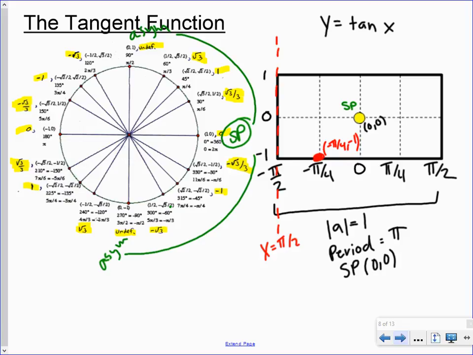Tangent at 0 is 0, so the point (0, 0). So that starting point is a point on our tangent graph. Okay. And at pi over 4, I'm at positive 1 for tangent. That's in quadrant 1, 45 degrees. And then when I get back to pi over 2, my tangent is undefined again. So I have a new asymptote at x equals pi over 2.